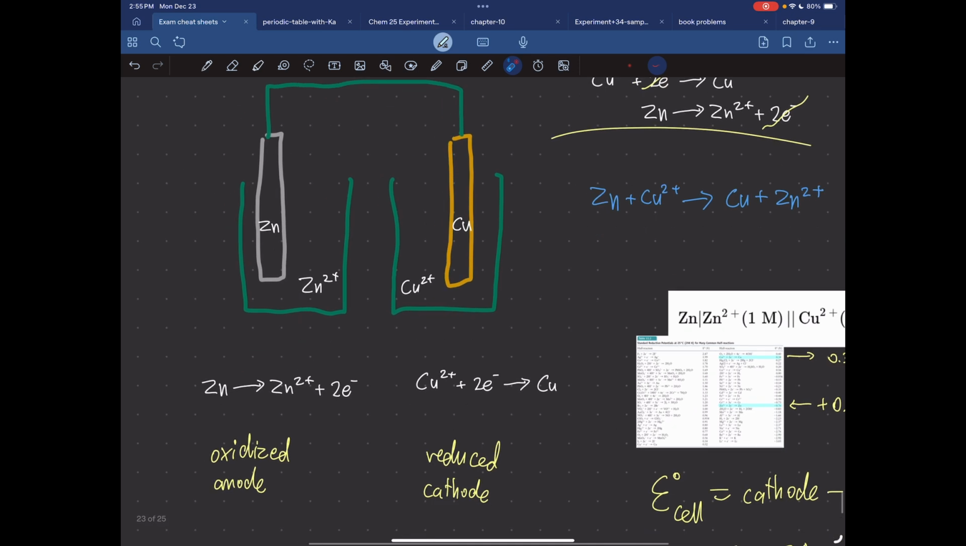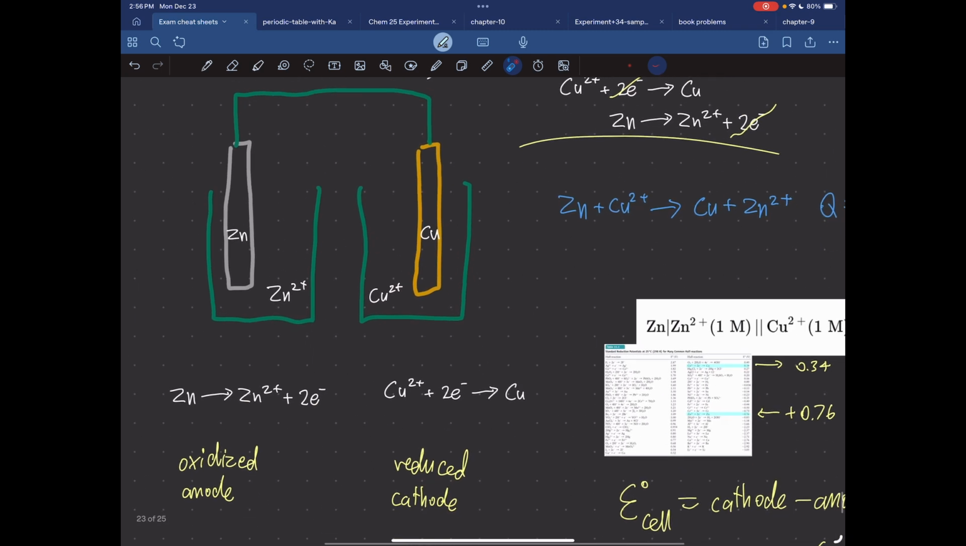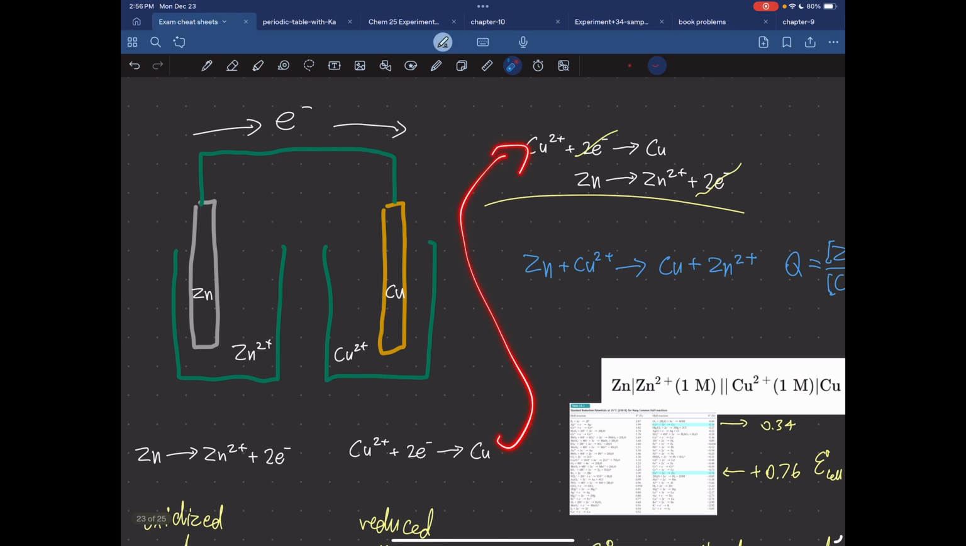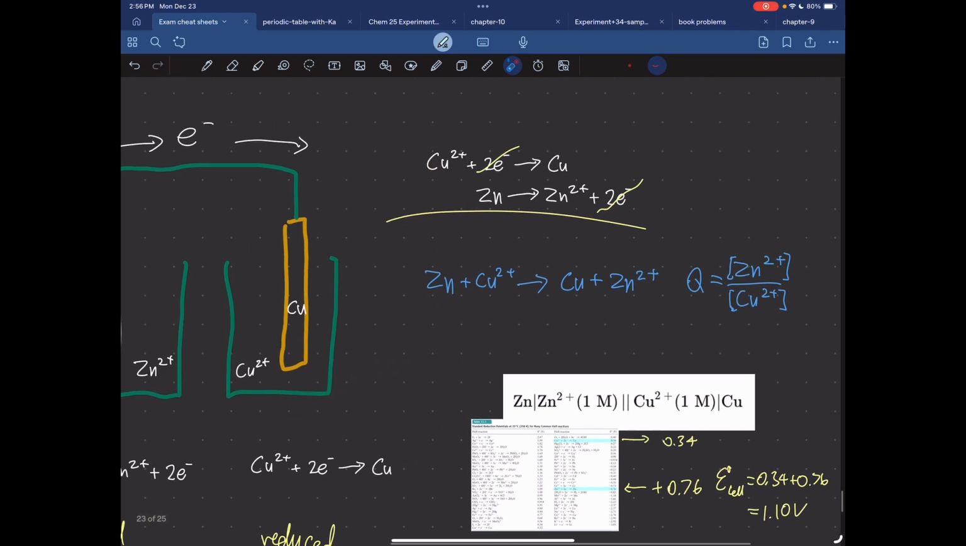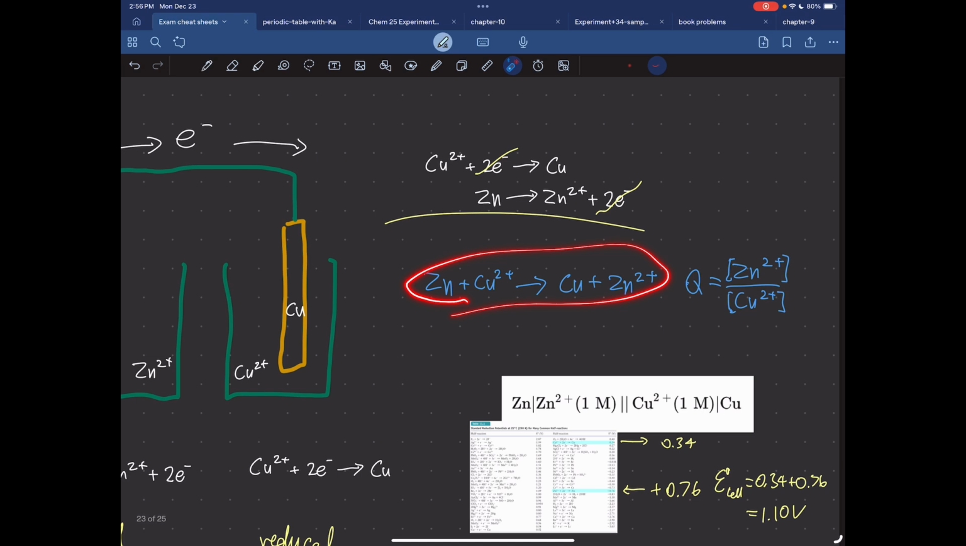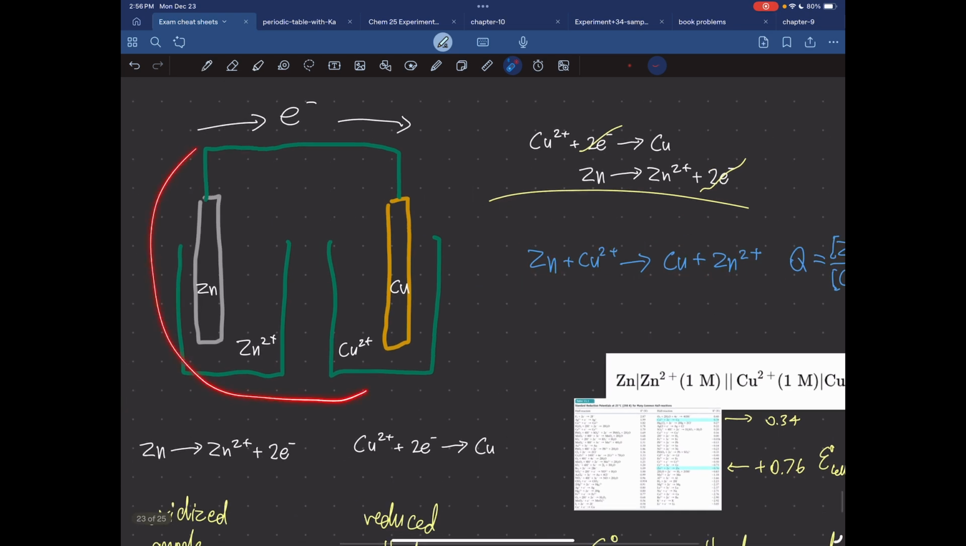Next, the zinc is oxidized, which means it's losing electrons, and copper is reduced, which means it's gaining electrons. And the oxidized side is always called the anode. The reduced side is always called the cathode. And once you add these two equations together, you get the net ionic equation of what's happening overall.